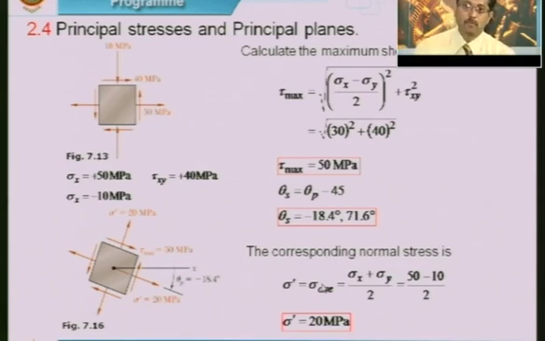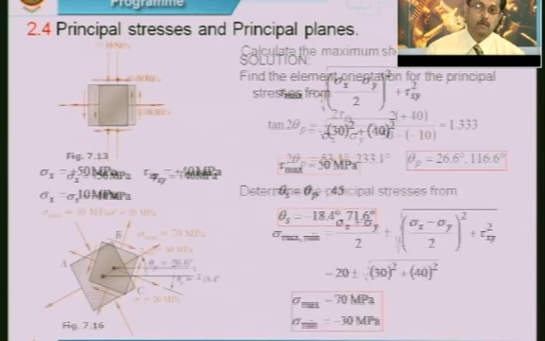which is given by this equation, sigma x plus sigma y by 2. Sigma x we have as 50, sigma y is minus 10. So it is 50 minus 10 divided by 2. We get this as the normal stress that is going to be acting on the maximum shearing stress plane. So, this is what we get.